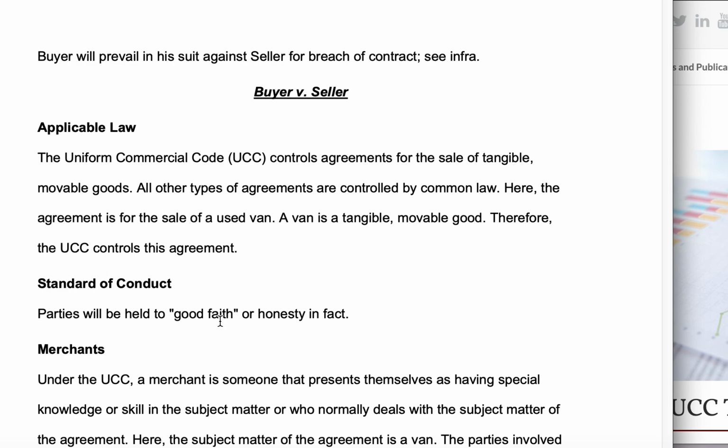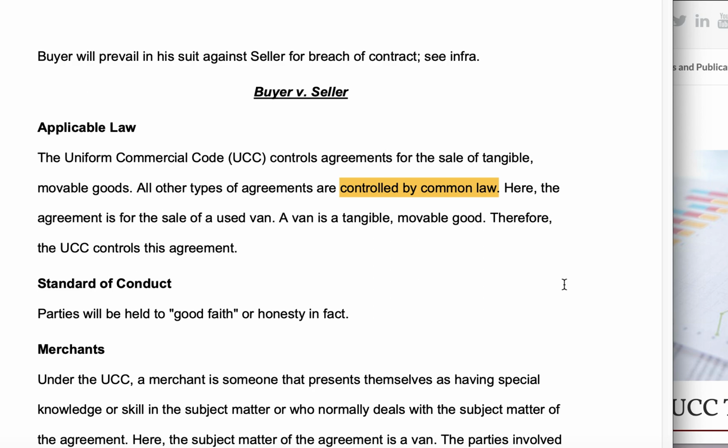Now it says here, applicable law. I wouldn't write mine this way. I would start it out a different way. I would say Uniform Commercial Code Article 2 controls agreements for the sale of goods. And I wouldn't say all other agreements are controlled by common law, because I know that's not completely true, but that's close enough, right? This is a passing answer. It's one of the better answers.